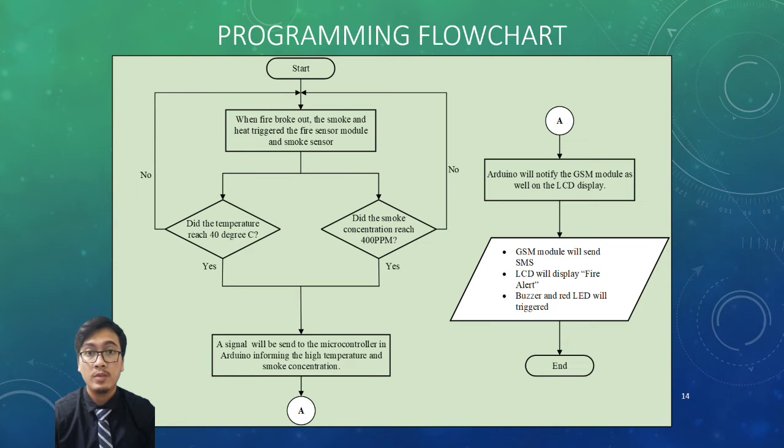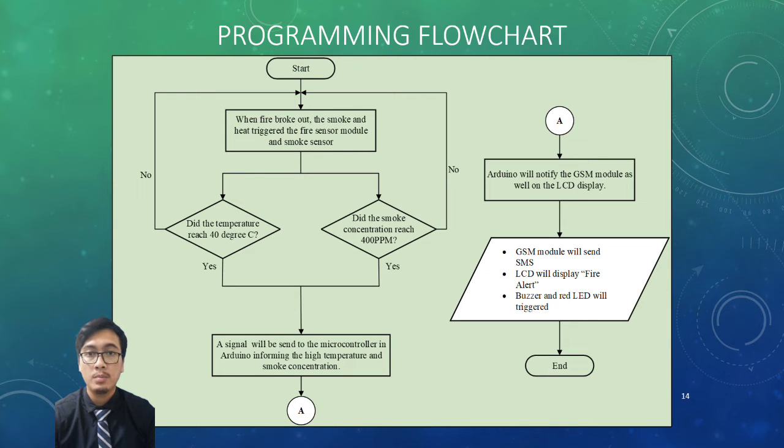Next is the programming flowchart. This flowchart shows the flow of the C++ coding. When the fire breaks out, the smoke and heat will trigger the temperature and the smoke sensor. Then there are two conditions to be fulfilled, which are the temperature needs to exceed 40 degrees Celsius and the smoke concentration needs to reach 400 ppm.